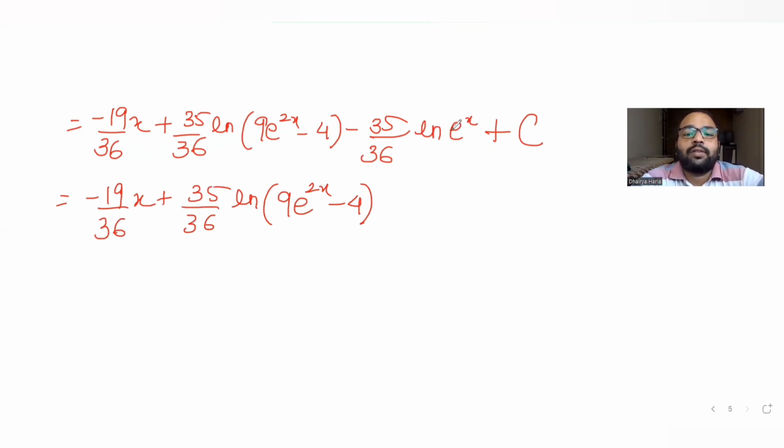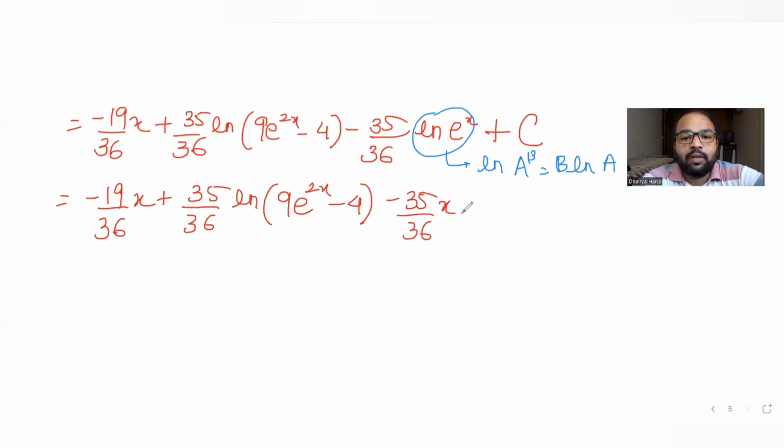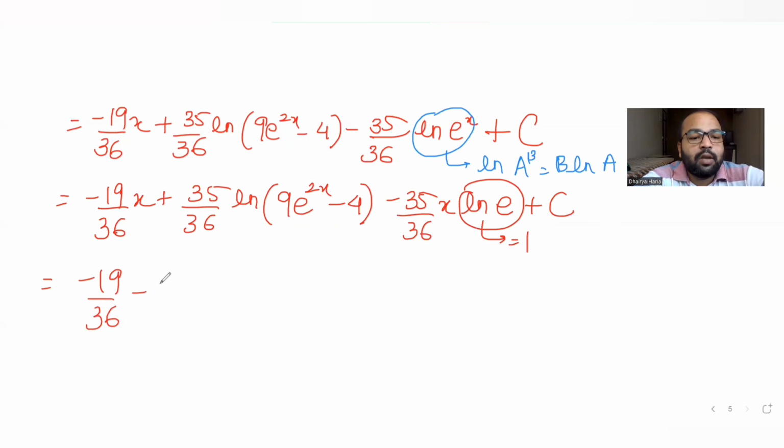Minus this, what you get is log of a raised to b, I can write that as b log a. So I can use this to write it as minus 35 by 36 into x log e. And we know log e has the base e, so log e to the base e becomes equal to 1. So you can write this as minus 19 by 36 minus 35 by 36 into x.